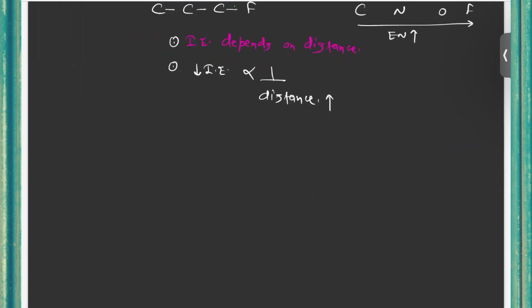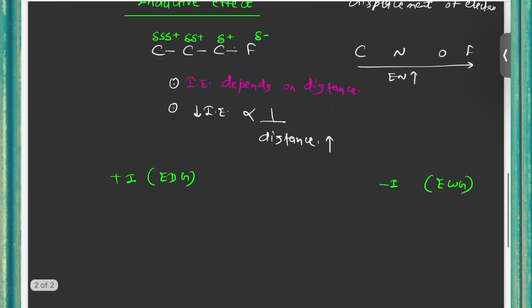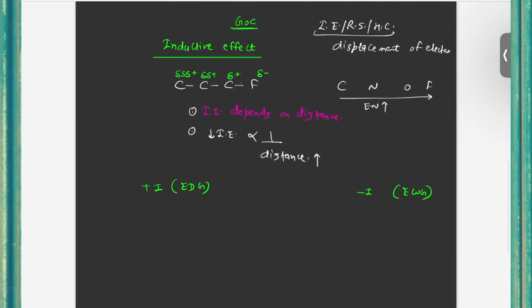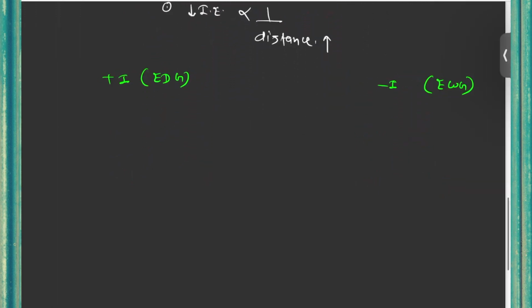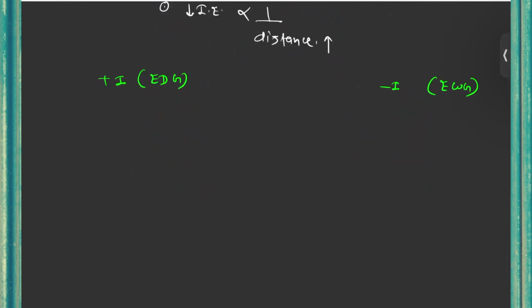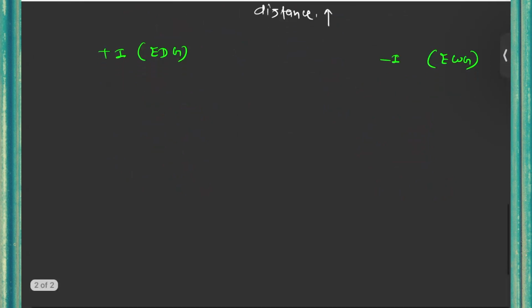So basically two types of effect arise, which are plus I and minus I. Plus I is the effect of an electron donating group, and minus I is the effect of an electron withdrawing group, right? Plus I is the group which will share, which will donate its electron density, and minus I is the case which will withdraw the electron density, right? Okay, then let us see which groups come in plus I.